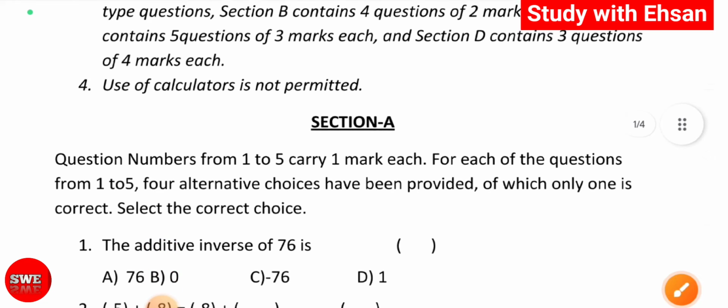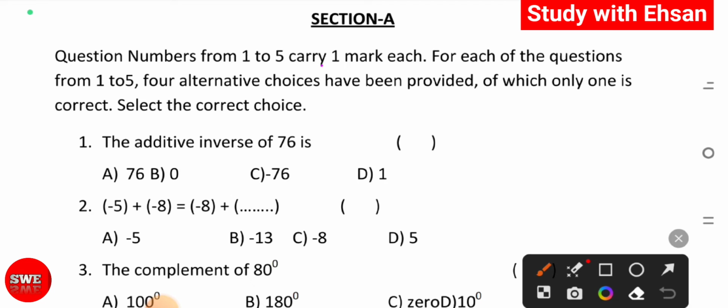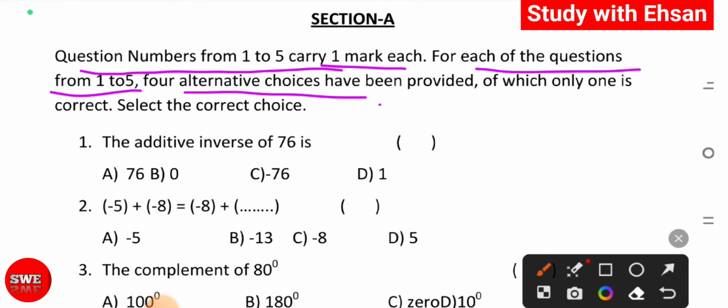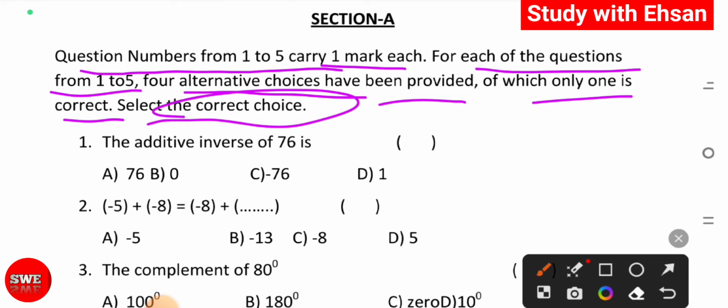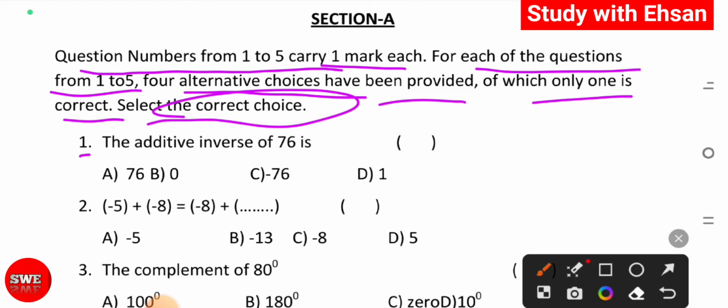Section A, as I told you, carries 5 questions and all are multiple choice questions, carrying 1 mark each. You can see here question number 1 to 5 carry 1 mark each. For each of the questions from 1 to 5, 4 alternative choices, that means options, have been provided, of which only one is correct. Select the correct choice. Yes, you have to choose the correct option. Question number 1 is before you, and let me change the color of this pencil so that it will be differently underlined.